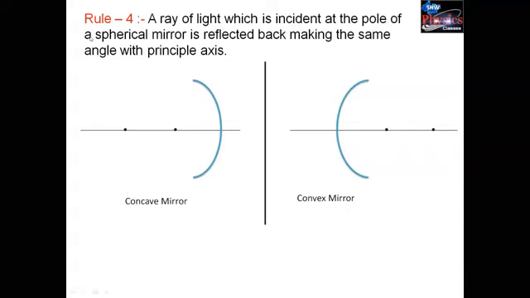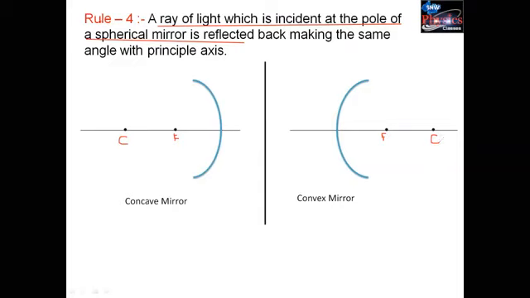Here we have the fourth rule, and the rule is a ray of light which is incident at the pole of a spherical mirror. अगर कोई ray of light जो है वो pole पे fall करे, okay? Let me again make here. It is C, it is F, means principal focus. Again here we have principal focus of convex mirror, and it is the center of curvature for convex mirror.